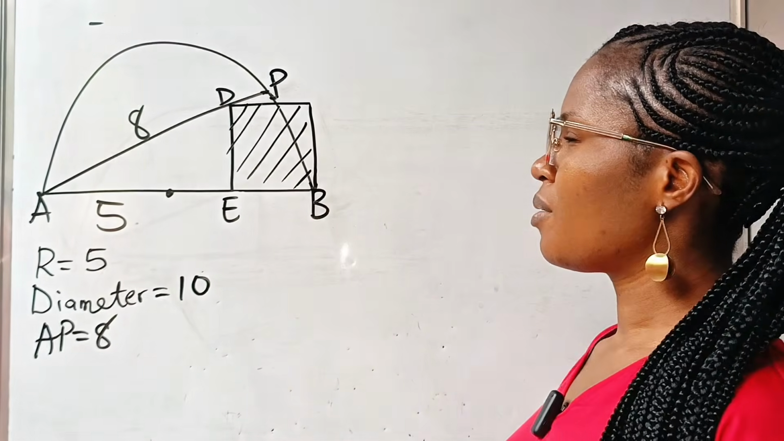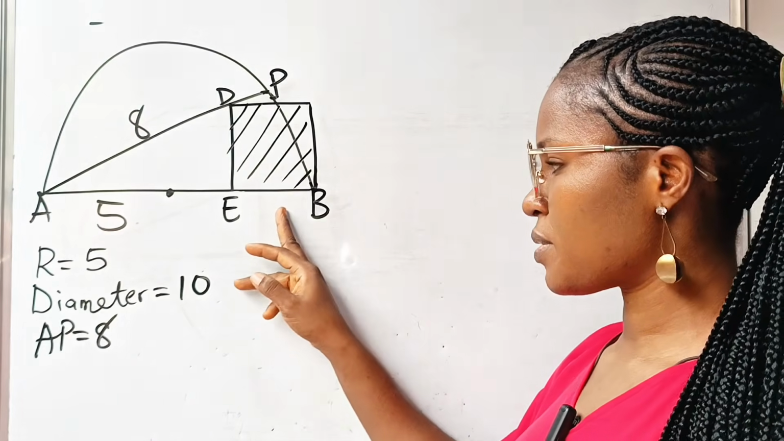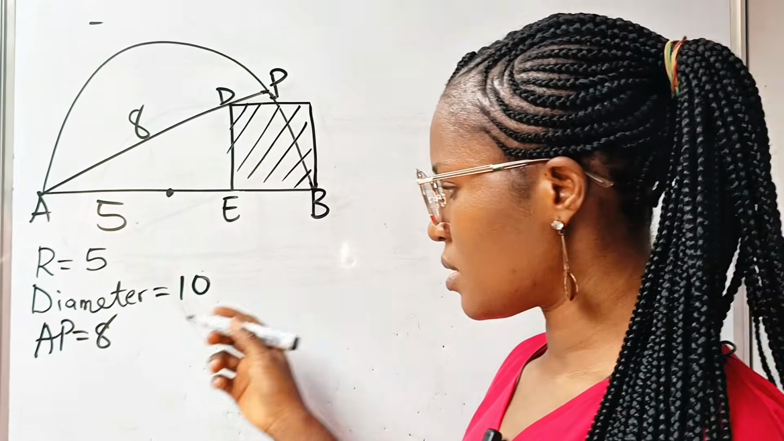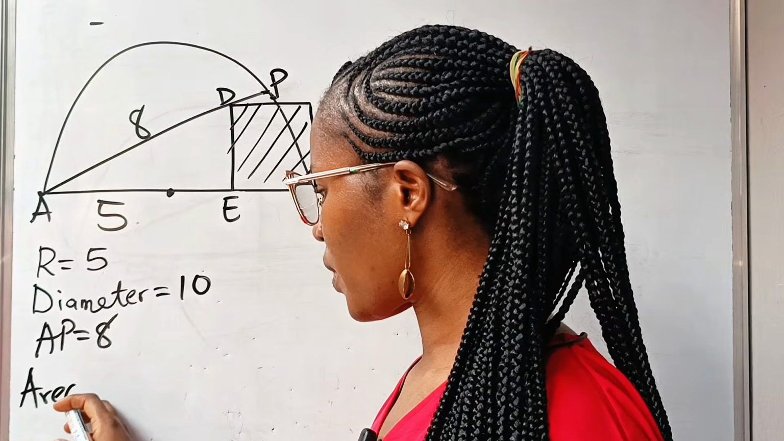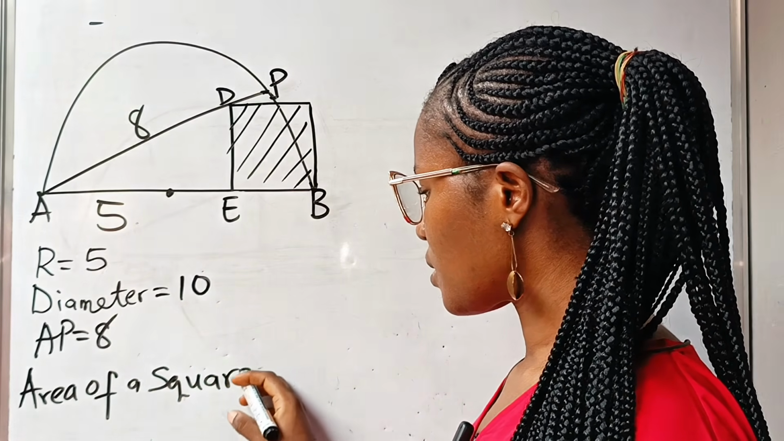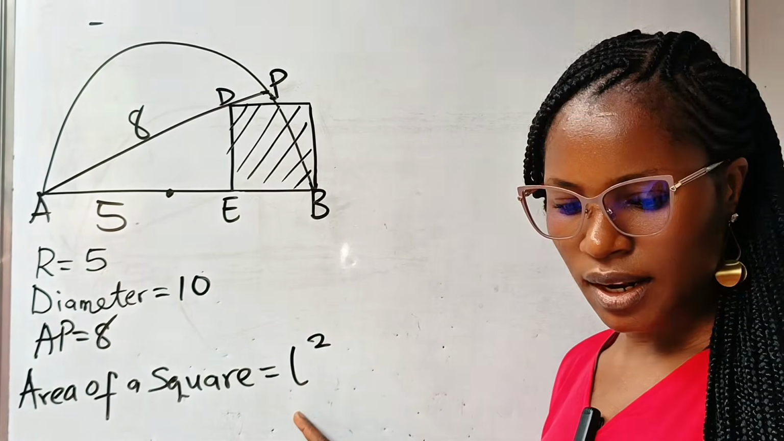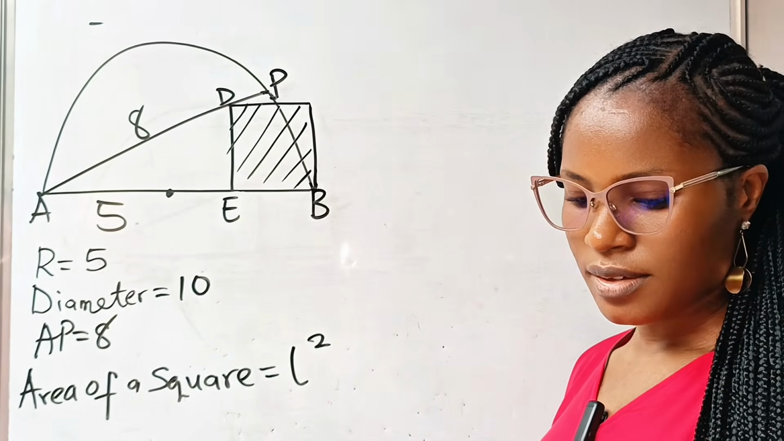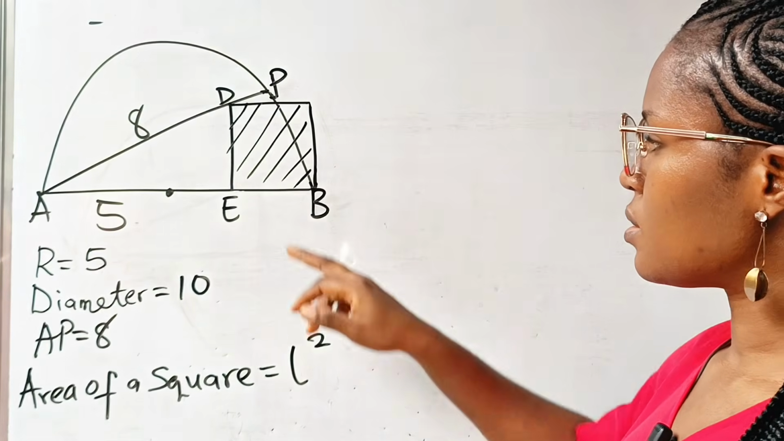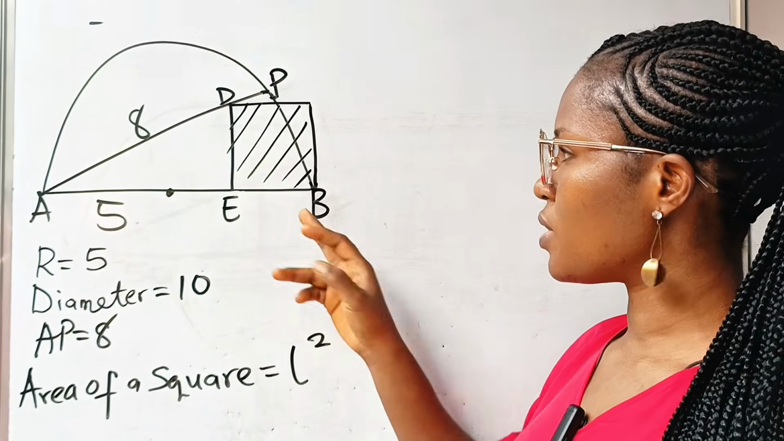Okay, now, where do we even start from? We are asked to find the area of the square. Let's first find out what the formula for the area of a square is. The area of a square is equal to length squared. So if you're able to get the length, then we'll be able to get the answer. Everything we are trying to do here is to find the length of this square.